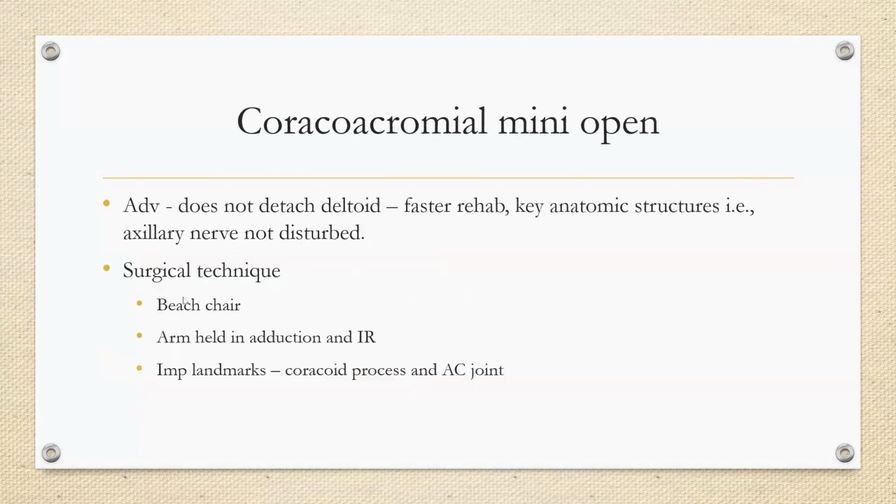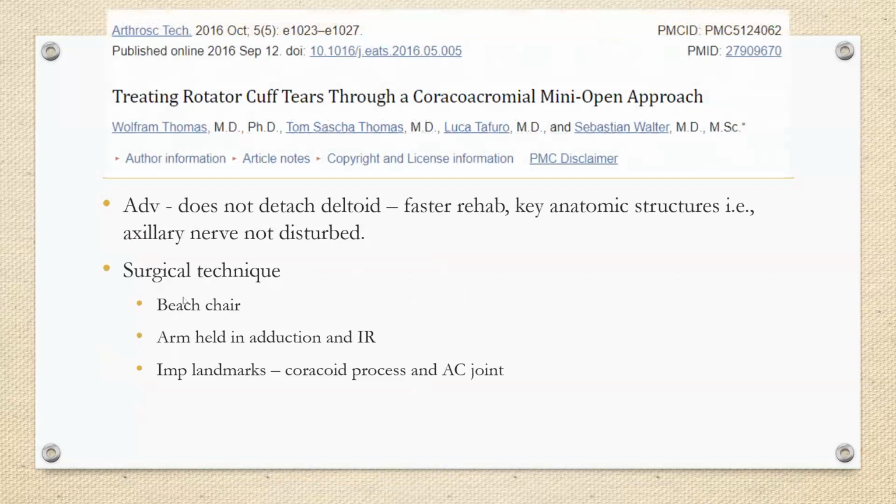Yet another described approach is the coracoacromial mini-open approach. This was described in 2016 by Wolfram Thomas, published in Arthroscopy Techniques. The primary advantage, again, is similar to other mini-open techniques. It's a deltoid-on approach that does not detach the deltoid, so it allows for faster rehab, and the axillary nerve is relatively spared from injury.